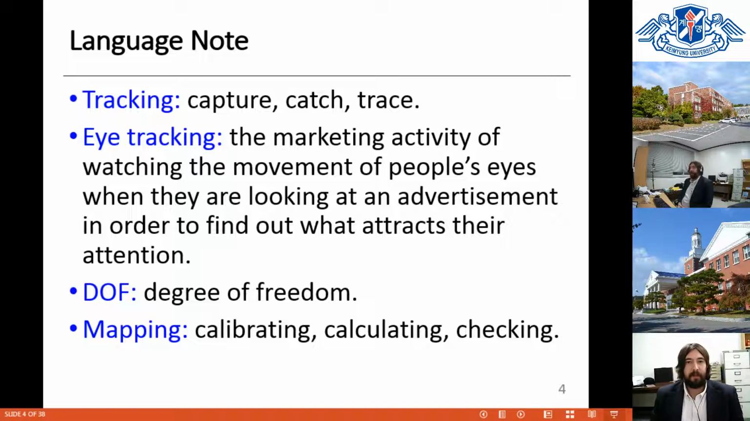DOF stands for degree of freedom. As you know, different objects may have different degrees of freedom. Mapping means calibrating, calculating, and checking.